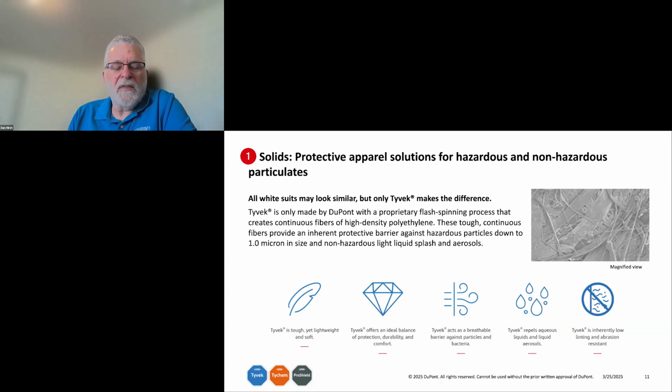There's a lot of attributes that we're going to speak about in the next couple slides, but really it is a tough, lightweight fabric, very durable. It breathes very well. It gives you light aerosol splash protection. And an important thing that a lot of people might not know is it's inherently low linting, so it's very good for controlled environment applications as well as industrial applications.